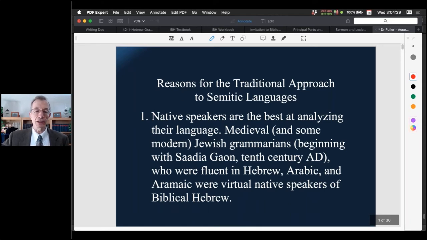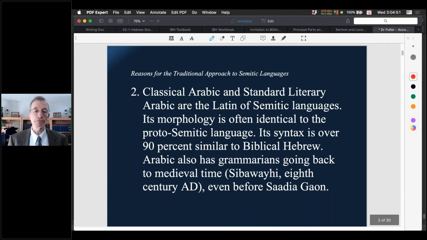We could be very close. And so again, these medieval and even some modern Jewish grammarians, especially if they're fluent, like the Sephardic grammarians back in the Middle Ages, they were fluent in Hebrew, Arabic, and Aramaic. And these types of people, I'm telling you, they're virtual native speakers. Classical Arabic and standard literary Arabic are the Latin of Semitic languages.